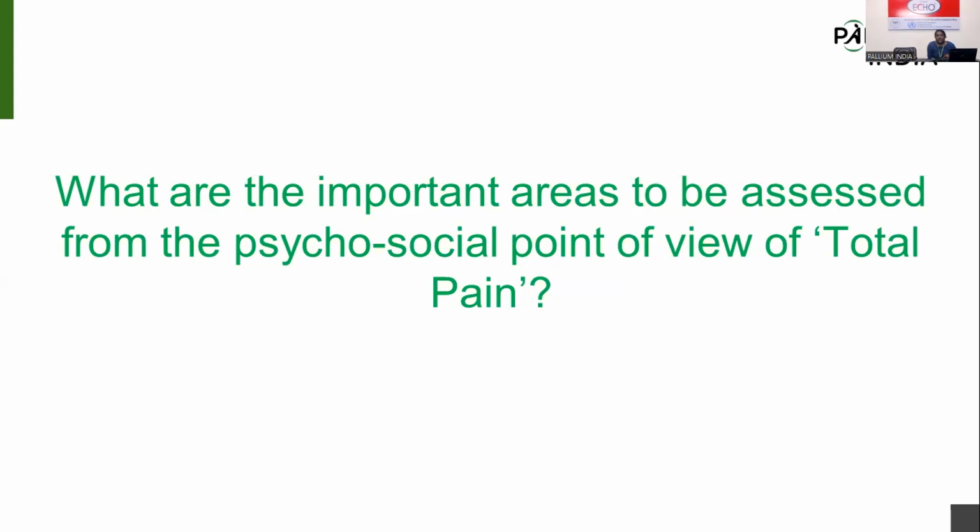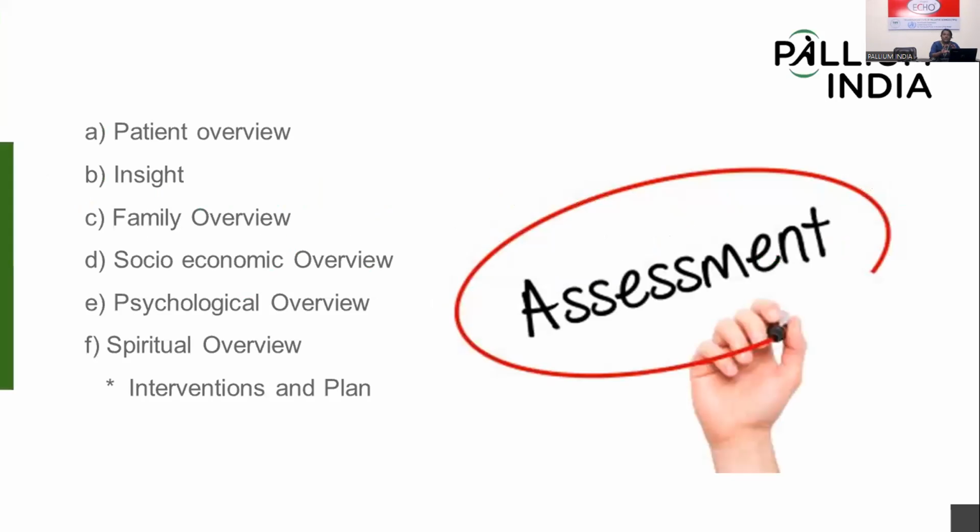Then what are the important areas to be assessed from the psychosocial point of view of total pain? Generally, we see it involves the physical, psychosocial, and the spiritual. The psychosocial factors involve the patient overview, their insight about the condition, their family overview, socio-economic overview, psychological overview, spiritual overview, then setting up an intervention and plan.